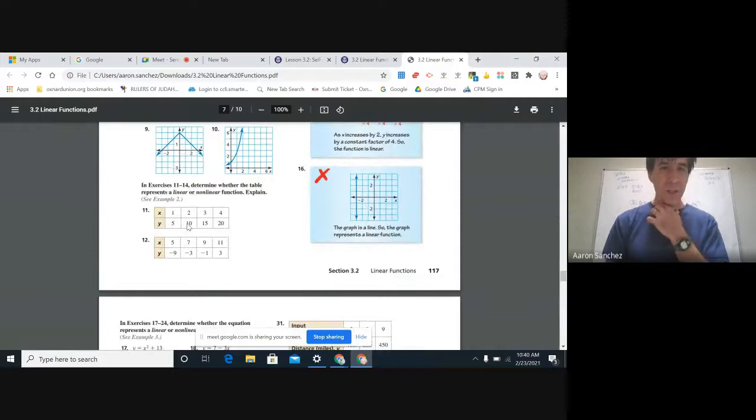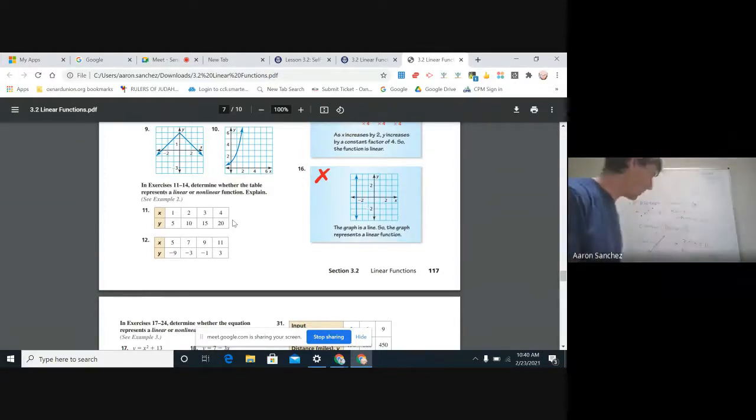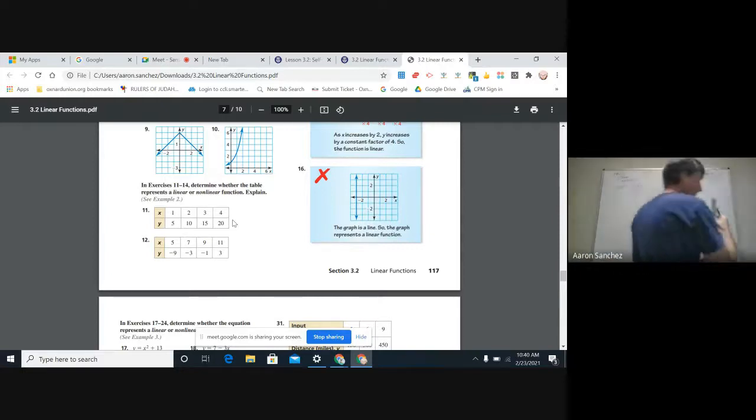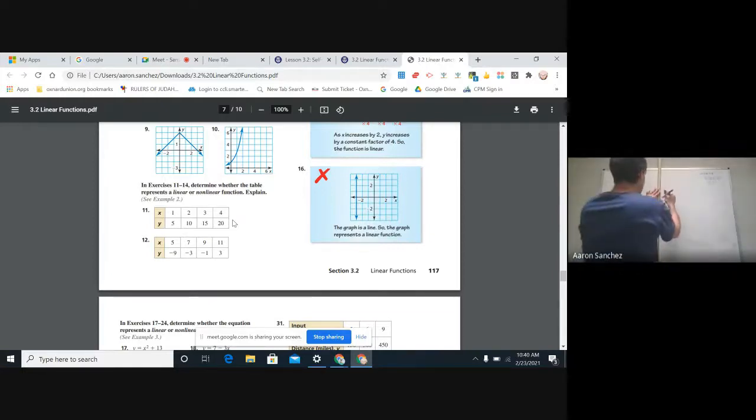Okay, so now 11. Determine whether this is a linear or nonlinear function. So how do we tell if it's linear or not? Let's graph it and see. If it makes a line, then it's linear. If it doesn't, then it's not. Unfortunately, I don't have graph paper here, so hopefully I can figure out how to make it without graph paper. We'll just estimate it. It's just one of those days. We'll just work with what we got.